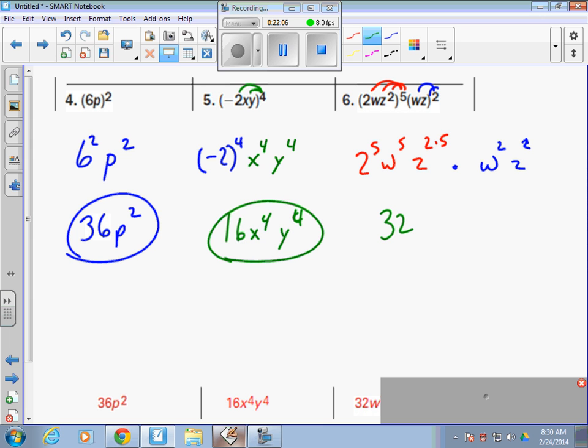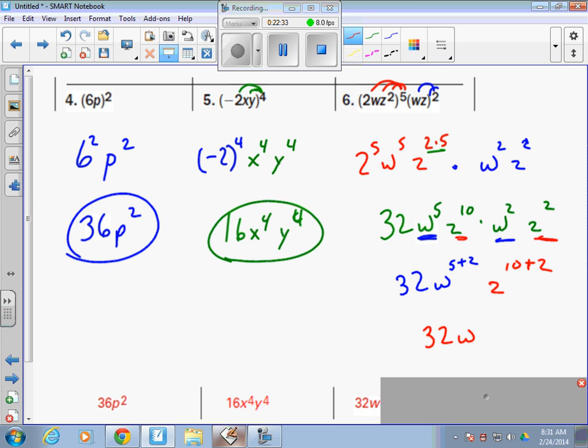And then you have w, we'll simplify this part out real quick, w to the fifth, z to the 10th, times w squared, z squared. Put your like ones together. W to the fifth times w squared means 32, w to the 5 plus 2. And z to the 10th times z squared means z to the 10 plus 2. So simplify it out, 32w to the 7th, z to the 12th. These are very easy for most people, but there's a lot of room for you to make mistakes on this, so make sure you're paying attention to each part.